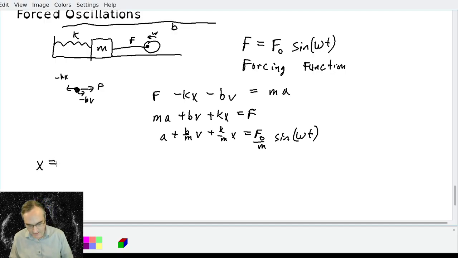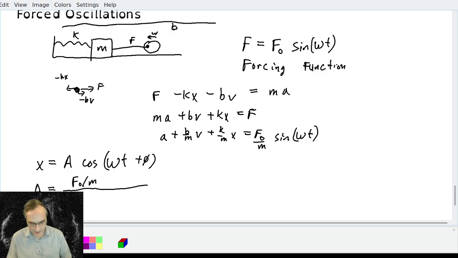But you'll find that the position x will look like a cosine of omega t, probably with a phase. But the amplitude is not simple. It will actually look like F naught over m, and then on the bottom there will be an enormous square root, where you'll have omega squared minus omega naught squared. You're probably thinking, wait, what's omega naught? We'll talk about that next.